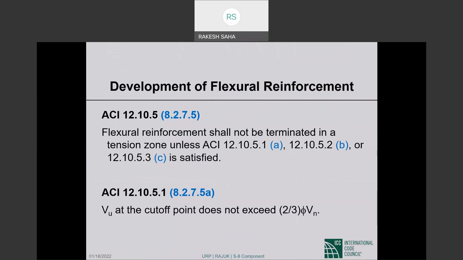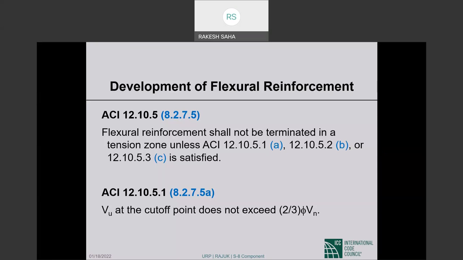So flexural reinforcement shall not be terminated in a tension zone unless one of three conditions is satisfied. This is one out of three conditions, not all three, I want to emphasize. So flexural reinforcement shall not be terminated in a tension zone unless one of the conditions given is satisfied.